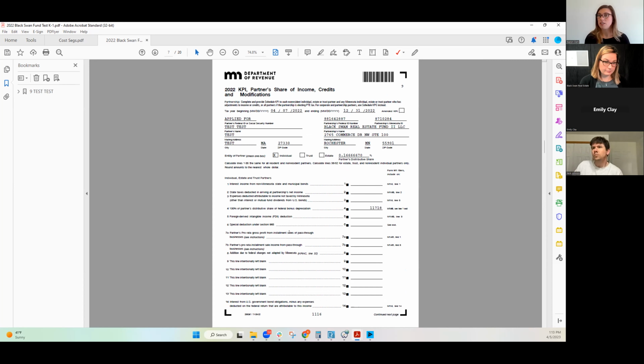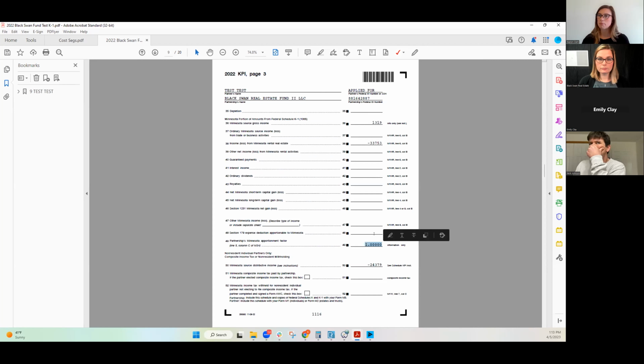So you'll see that the Minnesota K-1s actually have amounts here, and that's because the partnership is located there. So even though this partner is not a resident of Minnesota, it does reflect that they have income there because that's where the property is located.